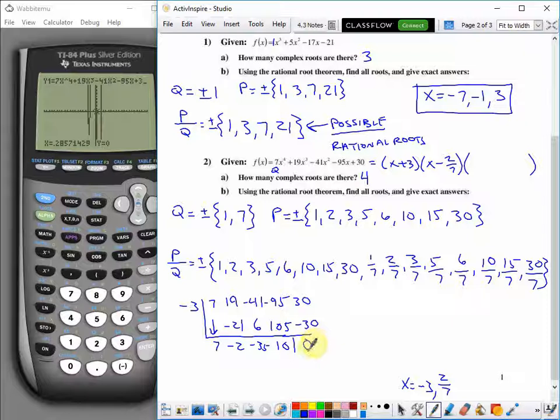Remainder 0 is very important. If I don't get a remainder of 0, I have a problem because I already said x plus 3 is a factor. So when I divide using a negative 3, I better get a remainder of 0. What this gives me is a constant, x, x squared, and x cubed. I need to keep doing it until I get an x squared. So I'm going to divide again using 2/7.